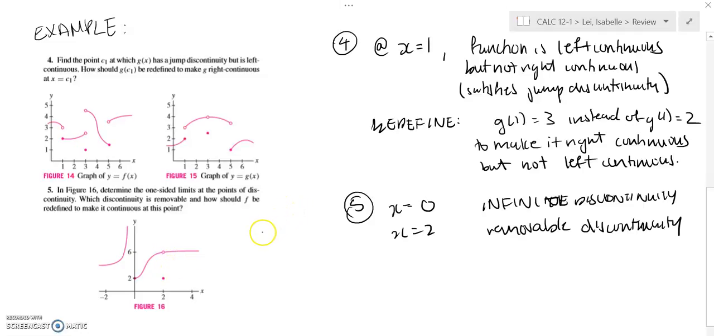And how should f be redefined to make it continuous at this point? Well, we can redefine f of 2 to become 6. So we would just move this point up there to make it continuous on the whole function, except for, of course, this side, which is never going to be continuous because one side is going up to infinity. But this part of the function in quadrant 1 will be continuous.